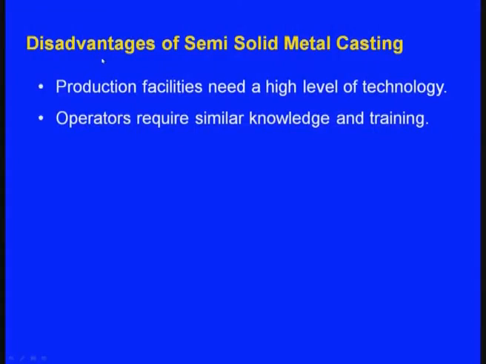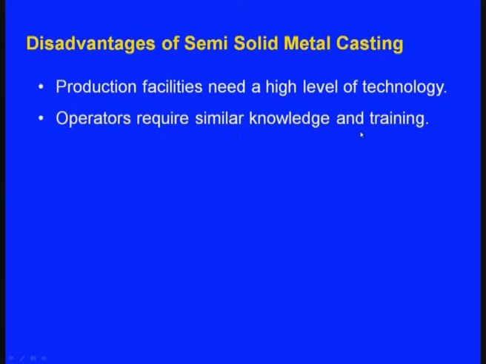These are the disadvantages of semi-solid metal casting. Production facilities need a high level of technology. The molten slurry has to be heated above the solidus temperature and below the liquidus temperature, so it requires a high level of technology, and the staff working with this should have sound knowledge of these temperatures. Operators require similar knowledge and training. Now, with this we are completing semi-solid manufacturing.